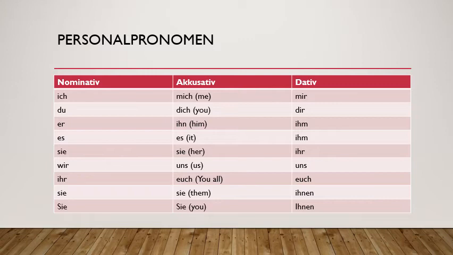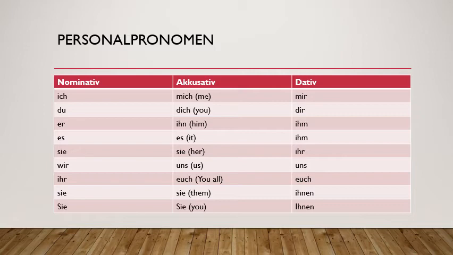Nominative personal pronomen you all know. Ich, du. Ich means I, du, you. Er, he. Es, it. Sie, she. Wir, we. Ihr, you all. Sie, they. And capital Sie is you, the respected form.